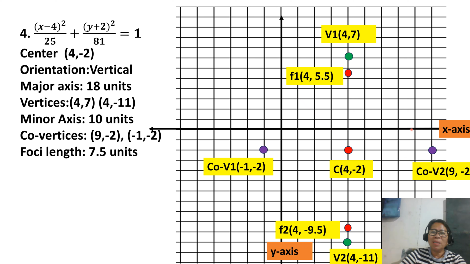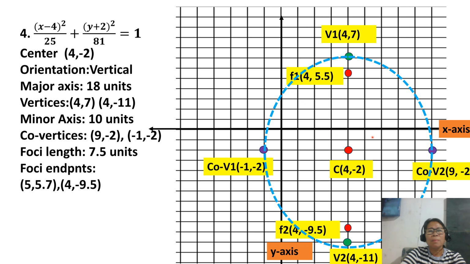So we are done plotting the basic parts of the ellipse. So let us now sketch the graph. Okay, so that's the graph in number 4.